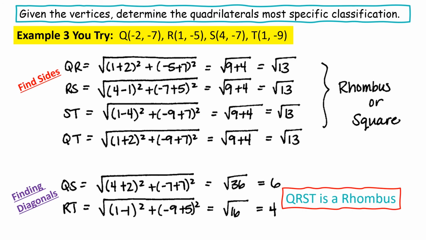Alright, so this is actually a rhombus. After you find the sides, you see that all the sides are congruent. So it will either be a rhombus or a square, because in a rhombus and a square, all of the sides are congruent. And then once you find the diagonals, you can see that they are different. So it would have to just be a rhombus, because in a square, the diagonals are congruent. So the most precise name for this quadrilateral would be a rhombus.